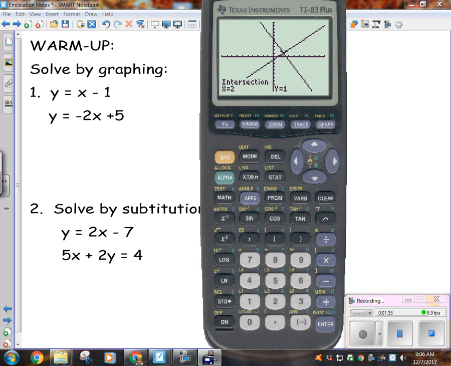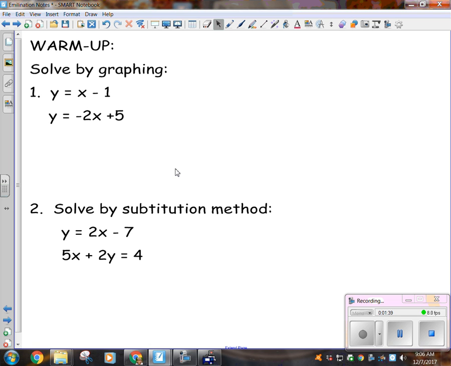Then all I have to do is press enter, enter, enter 3 times, and it tells me the answer is intersecting at over 2 and up 1. So I would represent my answer as (2, 1). This is my X answer. This is my Y answer. I like graphing on the calculator. But notice to graph on the calculator, they both had to say what? Y equals, because you have to enter them in the calculator.